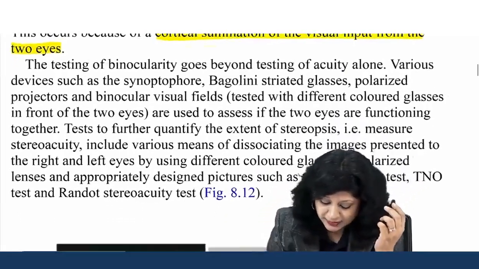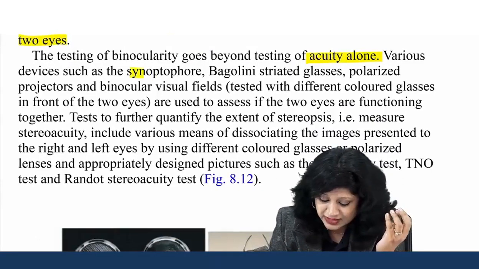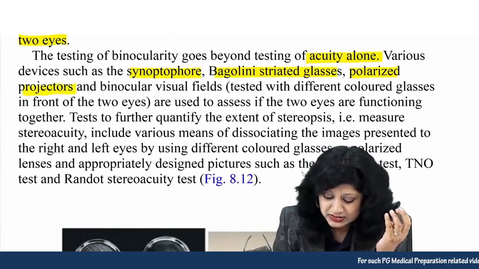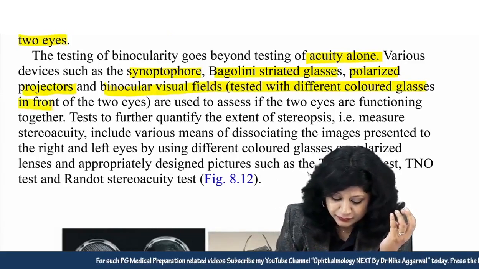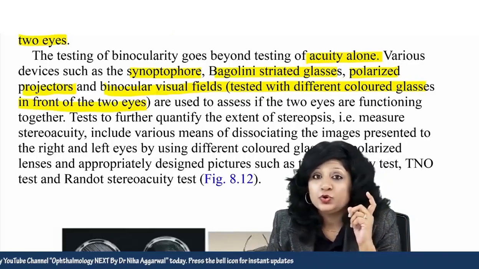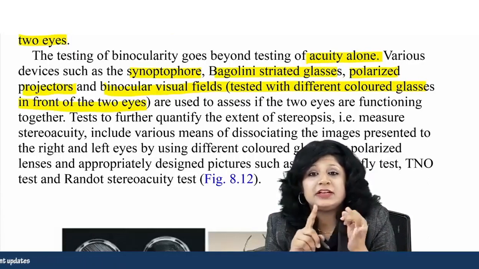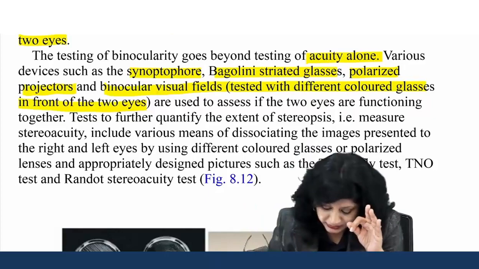Now the testing of binocularity goes beyond the testing of acuity alone. Various devices we have are the synoptophore, Bagolini striated glasses, polarized projectors, and the binocular visual fields, which are tested with different colored glasses in front of the two eyes. So again, you know the tests of binocular vision. If you remember, we have the synoptophore, Bagolini striated glasses, and the projectors. All these things are used.